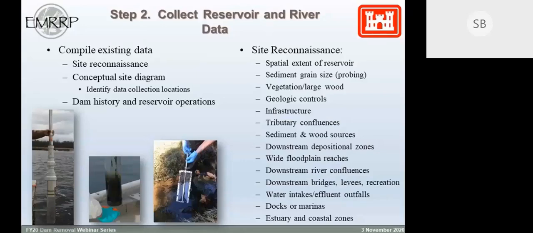This reconnaissance and this conceptual diagram should be used to understand how the river is currently functioning from a geomorphic standpoint, and then how we expect that to change once the dam is removed. Also, knowledge of the dam history and previous reservoir operations can help us to estimate the sediment volume and distribution through the reservoir.